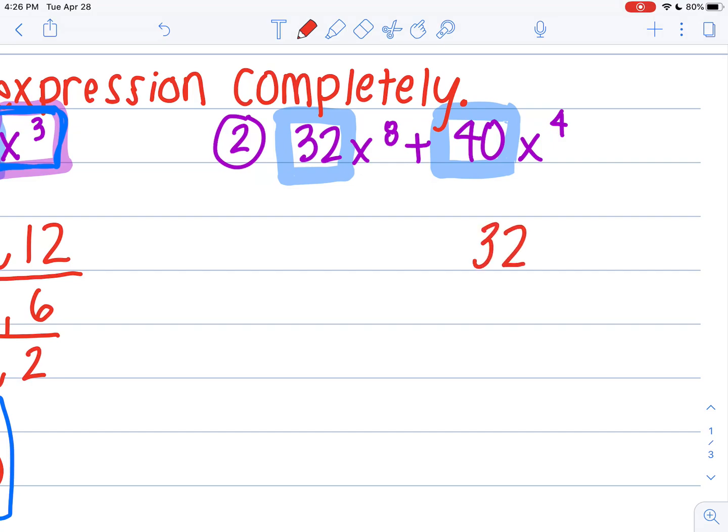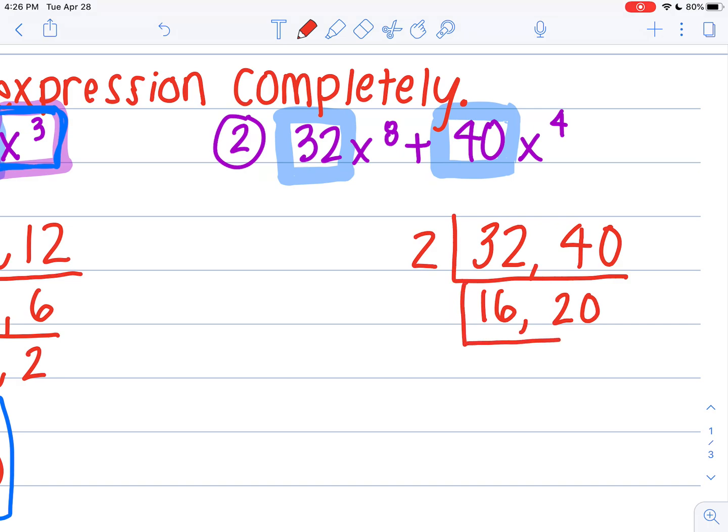So just like before, I'm going to put 32 comma 40, and then I'm going to put that L, and then I'm going to divide out a 2 from both of them. So I'm left with 16 and 20. And I look at both of those numbers and I notice that they can also be divided by 2.